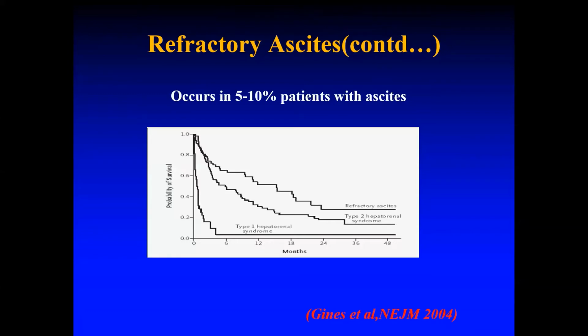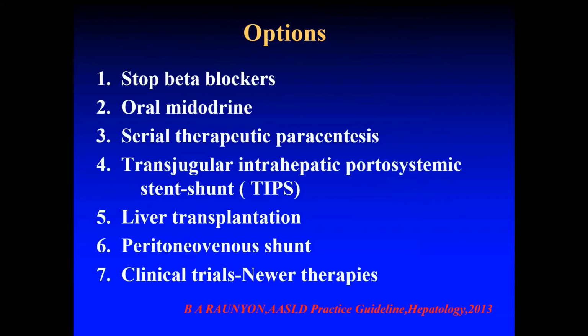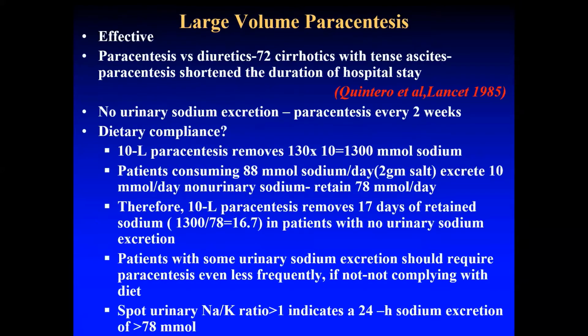Refractory ascites occurs in about 5 to 10% of patients with ascites, and once these patients develop it, the probability of survival goes drastically down. These are the options for treating patients with refractory ascites. If these patients are taking beta blockers, you have to stop them. And if the MAP is low, you can use midodrine, you can do serial therapeutic paracentesis, you can use TIPS, and if nothing works, you can send these patients for liver transplant.